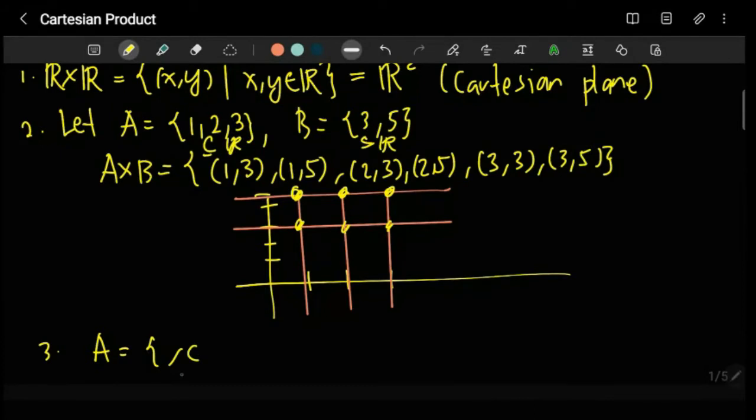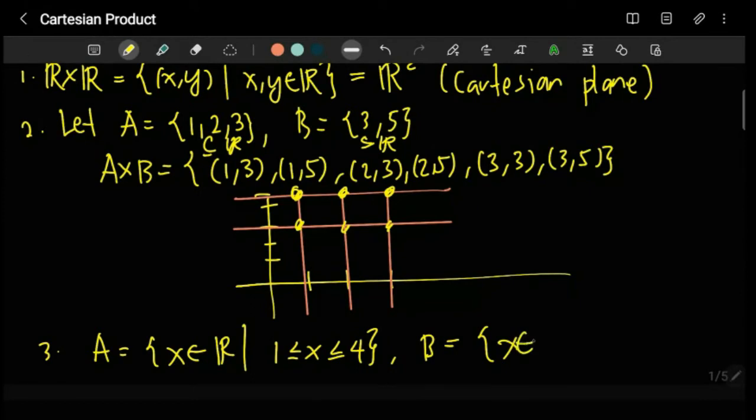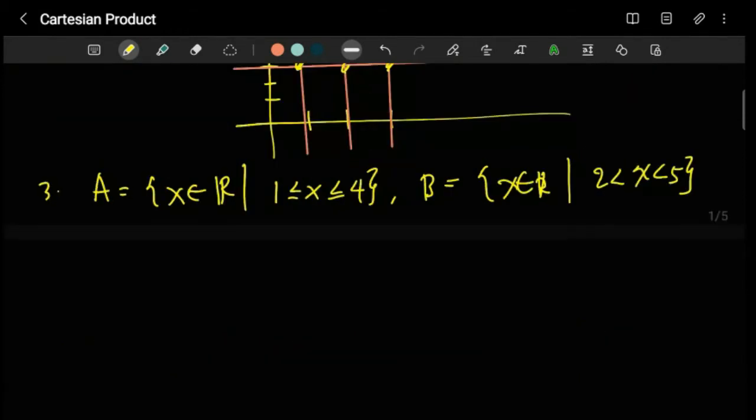So let's suppose that A is all the real numbers between 1 and 4, including 1 and 4. And let's say B is the set of all real numbers in the interval, say, 2 and 5. This time, let's not include 2 and 5. Alright. So, how do we visualize the Cartesian product A cross B?